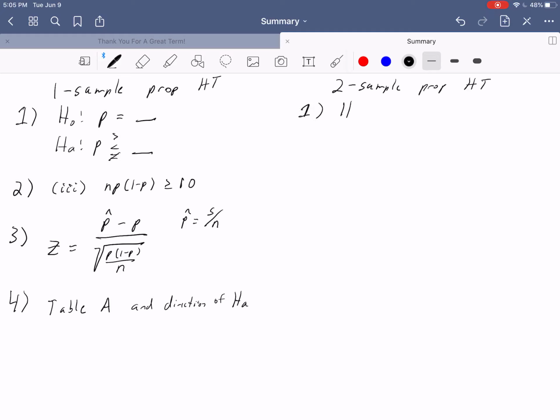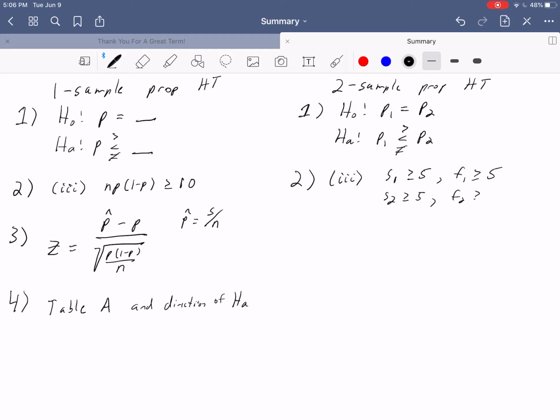For the hypotheses, just like the two-sample mean, the null is always that the two population proportions should be equal, and the alternate allows you to have the choice that one is greater than, less than, or simply not equal to the other. Condition 3 is a bit different. You have to have at least 5 successes and 5 failures in both samples. So we need the successes and failures in each to be greater than or equal to 5.